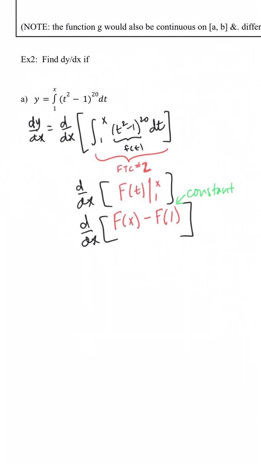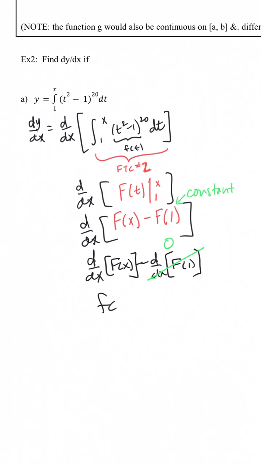So what I really am working with here is, I could write this, d/dx of F(x) minus d/dx of F(1). Well, this is just a constant, 0. And if I take the derivative of the antiderivative, what does that mean? The derivative of the antiderivative is just the function. So that means that dy/dx is equal to f(x).